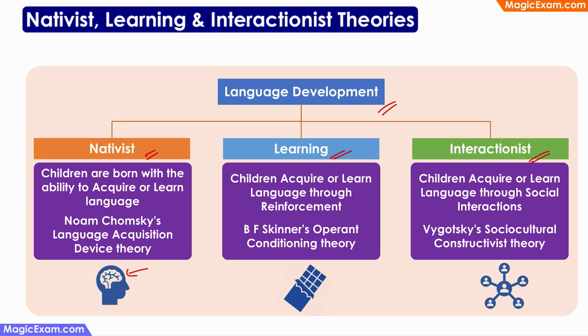That part of the brain becomes less effective as they grow up, which is why adults find it very difficult to acquire new languages. The learning theory says that children acquire or learn languages through reinforcement. An example is B.F. Skinner's operant conditioning theory. For example, if I say the word chocolate and give this sweet to a child, and I repeat the same action multiple times, the child starts to associate this sweet with the word chocolate. And later on, when the child wants a chocolate, he will say the word chocolate, and if I give him this sweet, then it confirms his thought that this particular word chocolate is associated with this sweet. This is how the child is learning a new word because of the reinforcement.